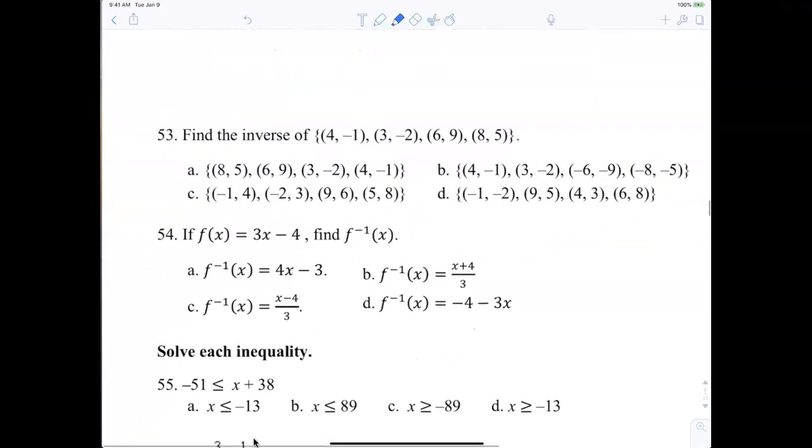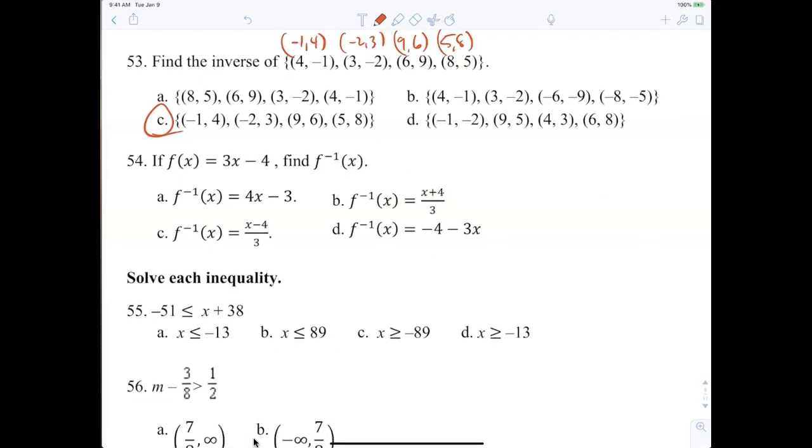All right, remember, finding the inverse just means switch. So -1, 4, -2, 3, 9, 6, 5, 8. So inverse is just simply switching the x and the y. So correct answer is C.